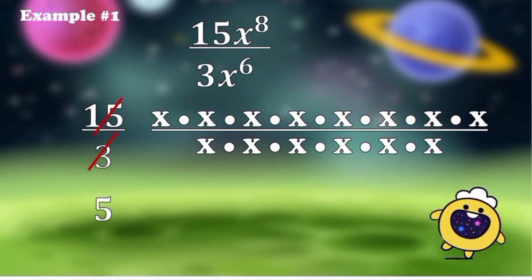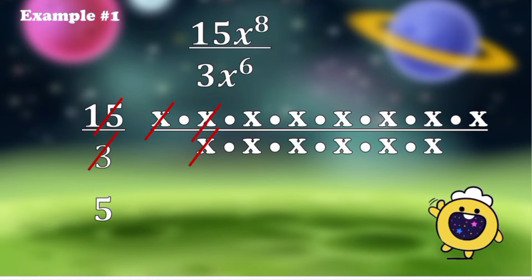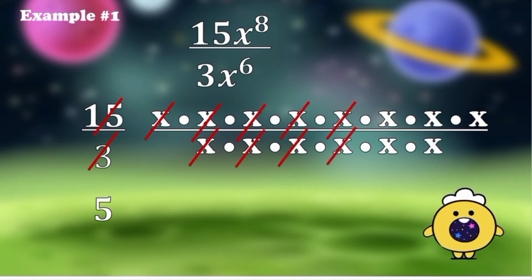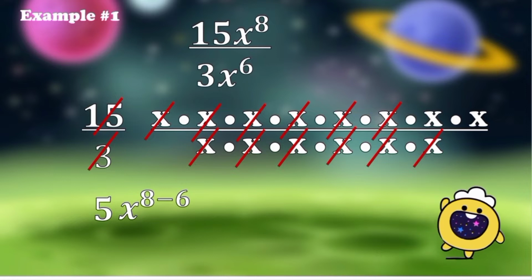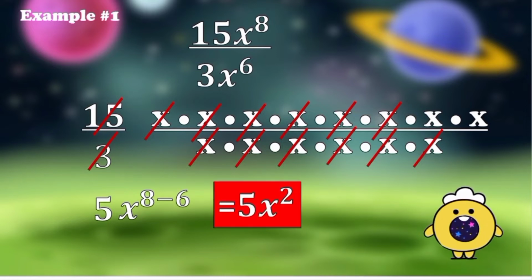Then let's simplify the numerical coefficient. x divided by x is 1. Just continue the process. Or simply x to the 8th power minus 6. Our final answer is 5x squared.